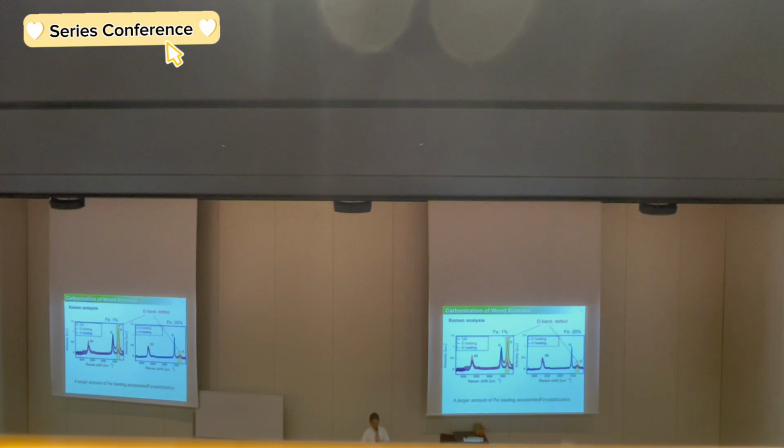And also, Raman analysis shows that a large amount of iron accelerates crystallization, with results similar to the XRD. And as I explained in the graphene oxide treatment, the D band, which is an indication of defects, also decreased after the microwave treatment, and especially at high iron loading, this D band almost disappeared.